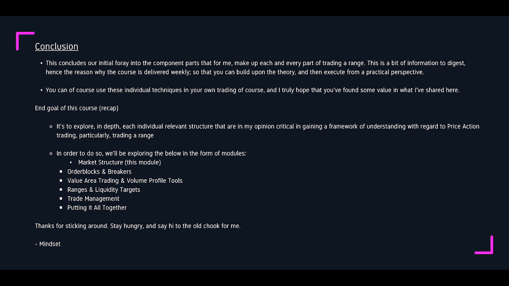So again, we're not robots, so let's not pretend that each one of these items has to specifically be used in trading a range. You can use any of these items that we explore and share in any of your trading. So not only is this a trading the range course based on price action, but it's also giving you some techniques, weapons out of your arsenal for trading price action concepts. So again, the end goal of this course is to explore in depth each individual relevant structure that is, in my opinion, critical in gaining a framework of understanding with regard to price action trading, particularly trading a range.